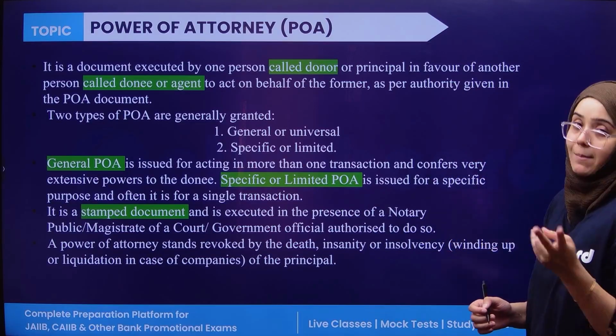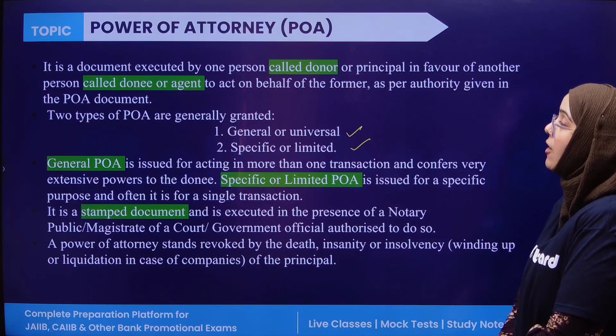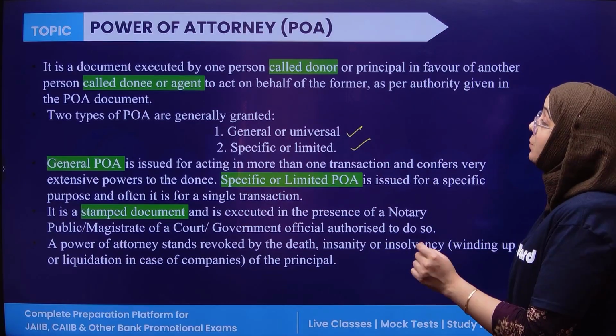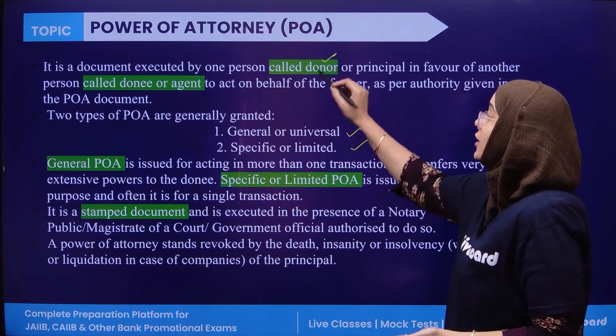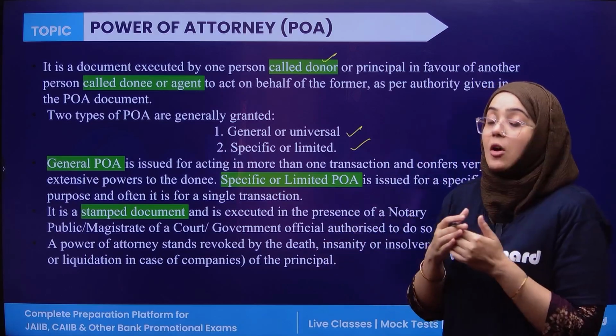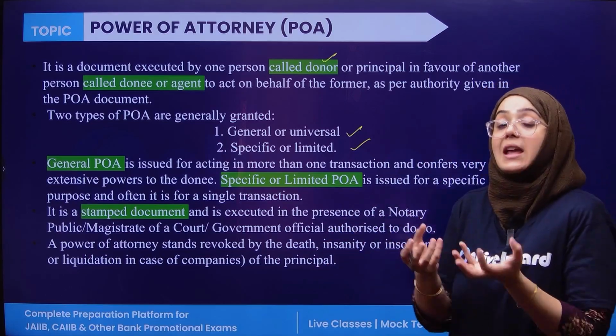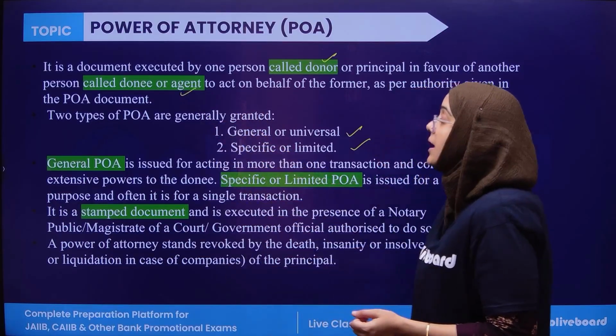Now, there are two types of power of attorney. There can be general or universal, or specific power of attorney. The person who is actually giving the authority is called the donor. For example, I am giving authority to my sister. So I am the donor, and the person who is actually acting on behalf of the donor is called the donee or the agent.